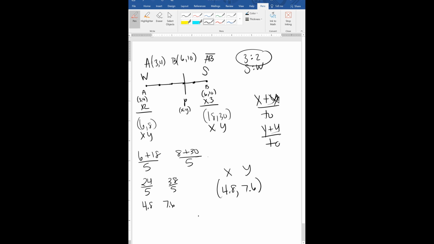And again, if they graph it, they can see their (3, 4), and then (6, 10) is way up here, and then (4.8, 7.6) would partition it in a 3 to 2 ratio. So they can always graph it. That's a really crappy graph, but they can see it that way.